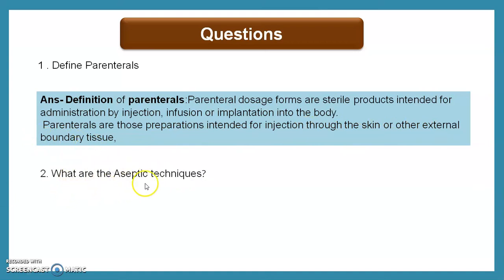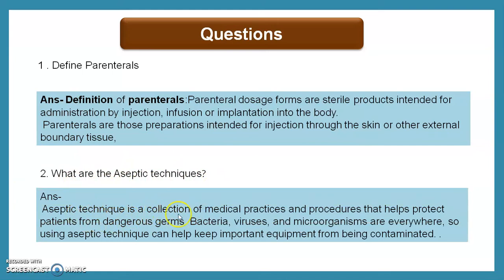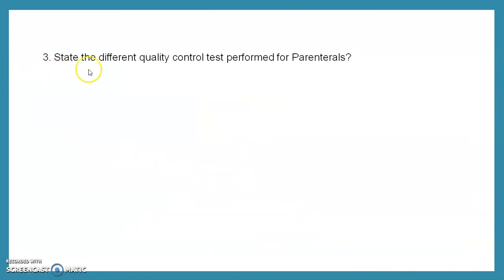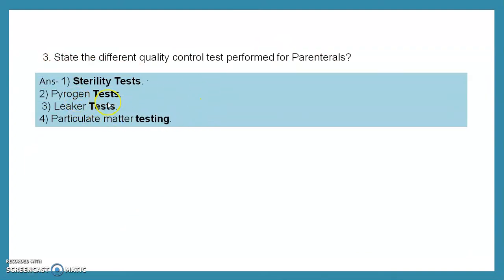The next question is: what are aseptic techniques? Aseptic technique is a collection of medical practices and procedures that help to protect the patient from dangerous germs. Bacteria, viruses and microorganisms are everywhere, so using aseptic technique can help protect important equipment from being contaminated. Then the next question is: state the different quality control tests performed for parenterals. Sterility test, pyrogen test, leakage test, particulate matter test. These are the tests performed for parenterals.